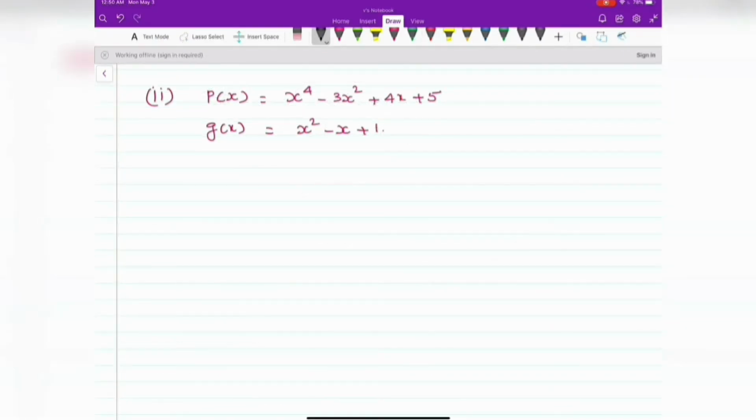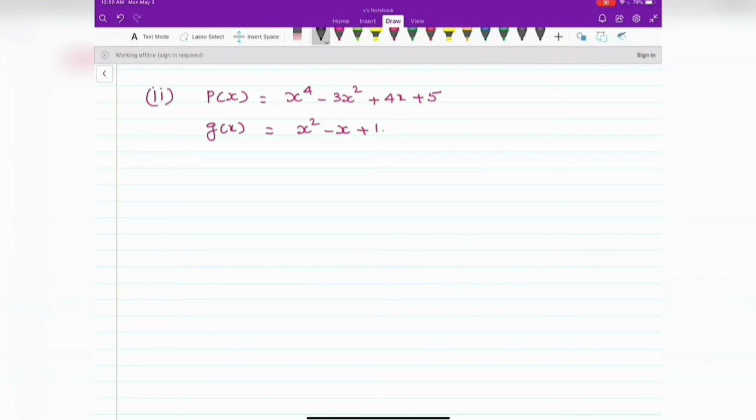You have been given p of x as x power 4 minus 3x square plus 4x plus 5 and g of x as x square minus x plus 1. You have to divide p of x by g of x and you have to get the quotient and the remainder. So, let us do it now.